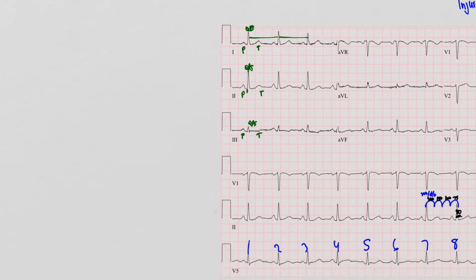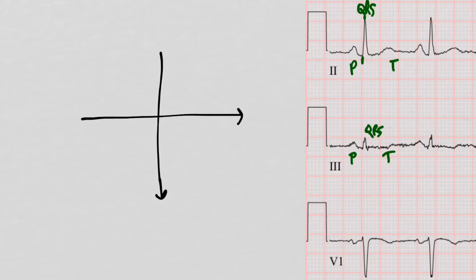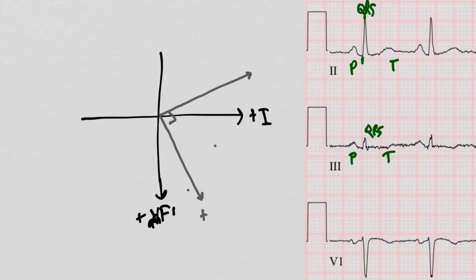Let's do axis next. So if you'll remember from our previous videos for axis, we have to create a Cartesian coordinate system, right? And so this is where positive aVF is pointing, right? Because it stands for foot, so it's got to be pointing down. And then this is positive 1, all right? And so the other axis that we really need to take account of is a line over here, which is not any one of our leads, but we do have a lead that's perpendicular to it, exactly perpendicular to it, and that is lead 2.